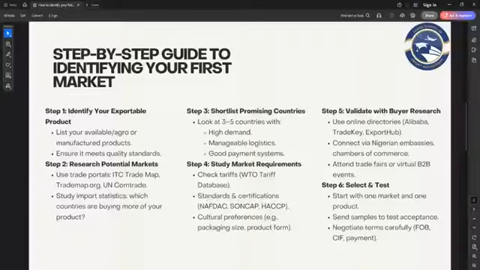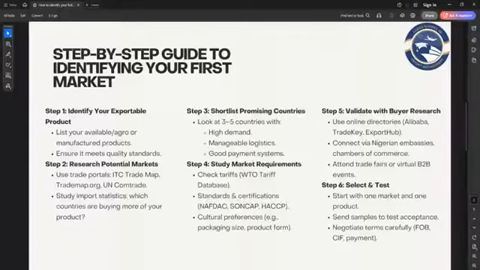Step 3 is to shortlist promising countries. After doing your research, list out all the countries where there are manufacturers or producers that use your exportable products as feedstock or raw materials or whatever it is. After listing them, you shortlist the ones that are really promising that you can really break into.